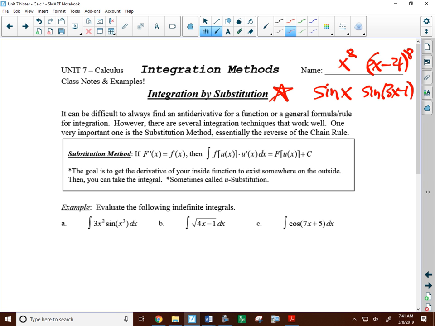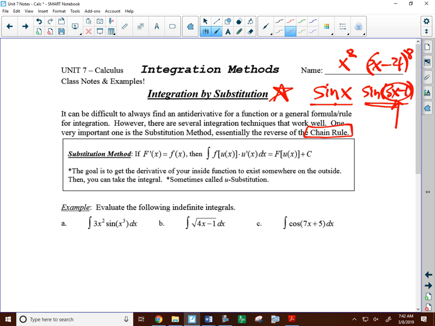What I'm going for is a composition of functions, and therefore this is essentially the reverse of the chain rule. Remember how we first started off with derivatives of sine x, and then we did sine of 3x minus 1, and we had to do chain rule for that. So if you see a composition of functions, where the variable normally is, it's something else, then you're going to have to do u substitution. For derivatives, it was chain rule. So this is called the substitution method.